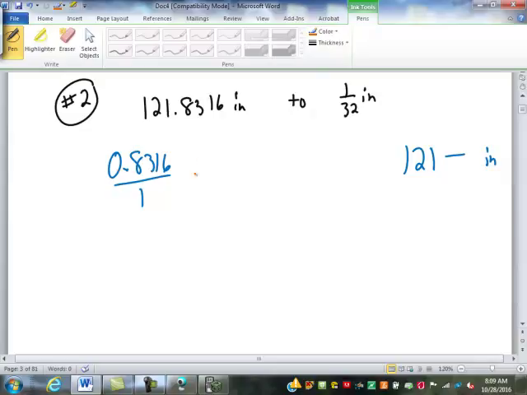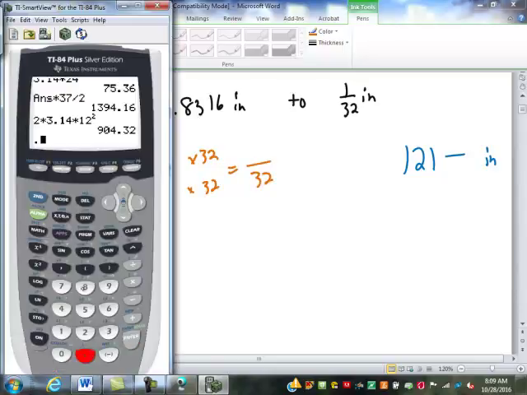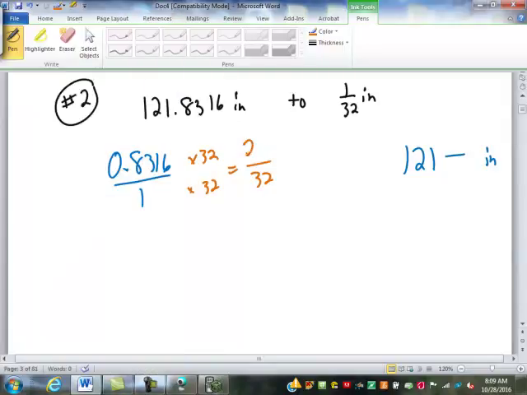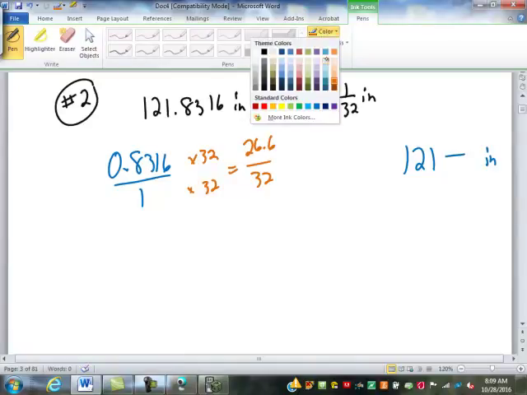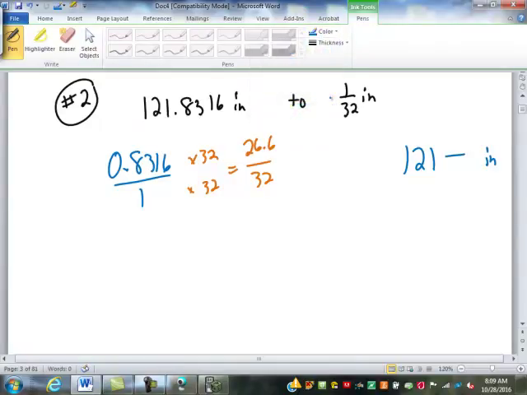Now what do we do to it from there? Times 32 on top and bottom. So it's now over 32. 0.8316 times 32 gives us 26.6. So it's between 26 and 27. It's closer to 27 32nds. It can't be reduced, so I'm just going to write it as 121 and 27 32nds of an inch.